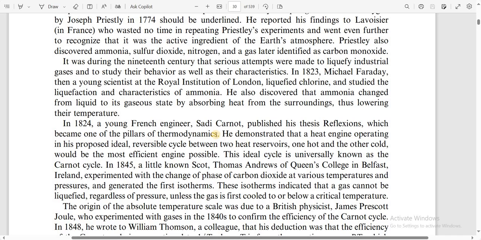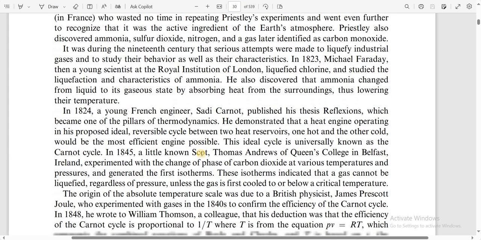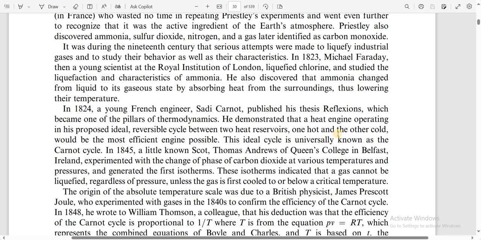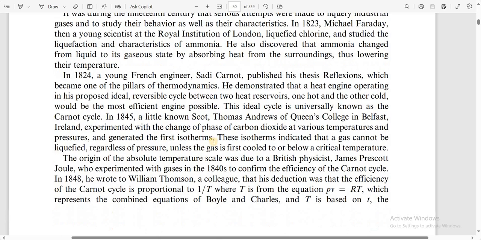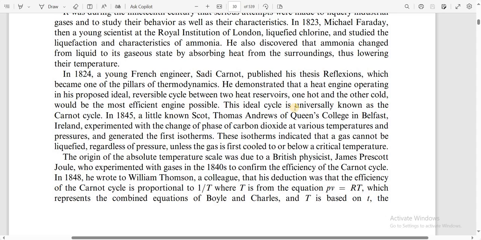In 1824, a young French engineer, Sadi Carnot, published his thesis Reflections, which became one of the pillars of thermodynamics. He demonstrated that a heat engine operating in a proposed ideal reversible cycle between two heat reservoirs, one hot and the other cold, would be the most efficient engine possible. This ideal cycle is universally known as the Carnot cycle.